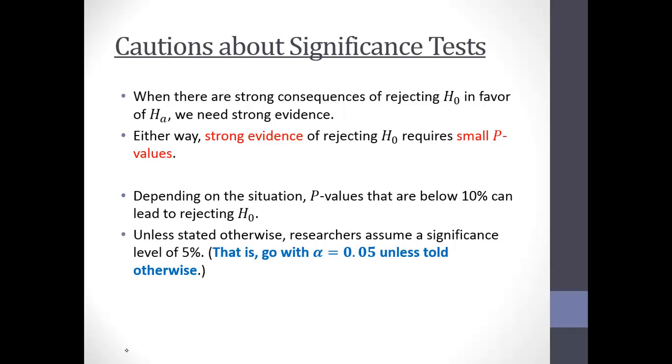A note here: for the purposes of this class, if the problem doesn't say what significance level to use, it's okay to go ahead and use a significance level of 0.05. We'll push issues of choosing alpha off for now. So the problem will either say at a significance level of 0.1, do this hypothesis test, or at a significance level of 0.01, or maybe it won't say anything. In that case, go ahead and use alpha equals 0.05.